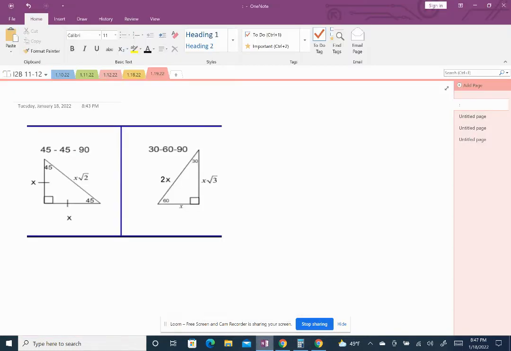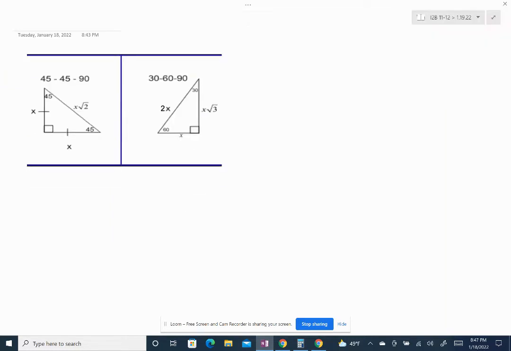So I'm going to continue to cover the special right triangles. Let's go ahead and take a look. We're looking at primarily two different special right triangles: 45, 45, 90 and 30, 60, 90. Whenever we see a triangle, we want to identify it as a special right triangle, because that just makes our lives easier than trying to do the Pythagorean theorem every time. So let's take a look.